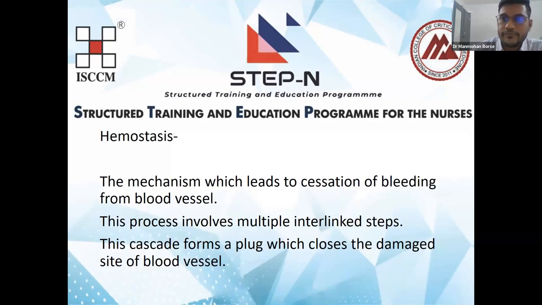So we'll start with the definition of hemostasis. Hemostasis is a mechanism which leads to cessation of bleeding. If there is trauma to a blood vessel, whatever process stops the bleeding from that blood vessel is hemostasis. This process involves multiple interlinked steps, and the cascade that forms the plug which closes the damaged blood vessel is hemostasis.